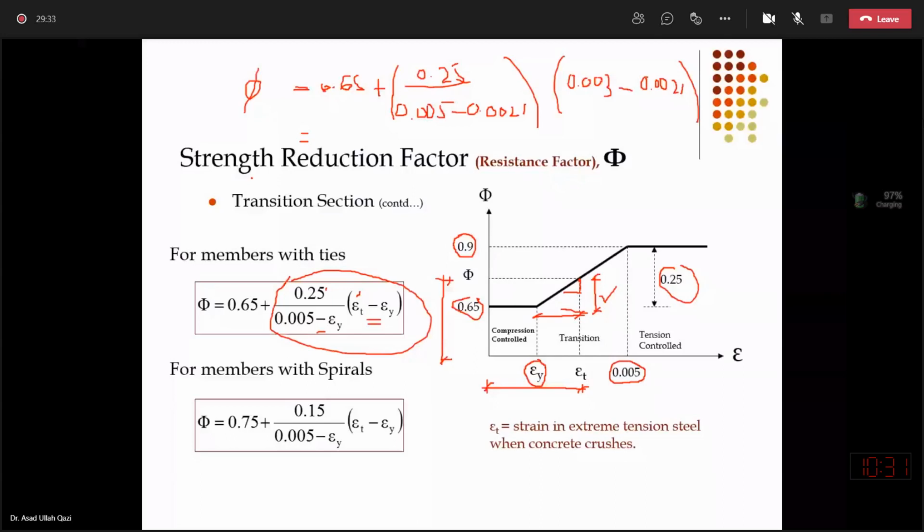0.73. Good. 0.73. So in this way, we can determine the phi.